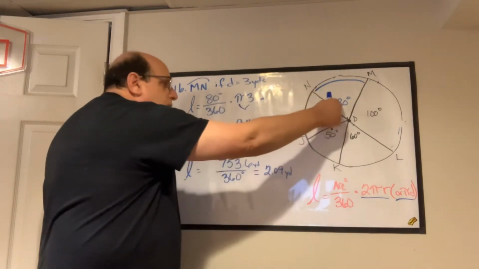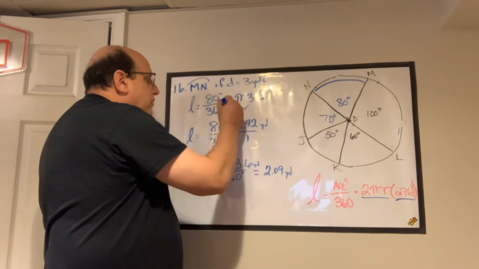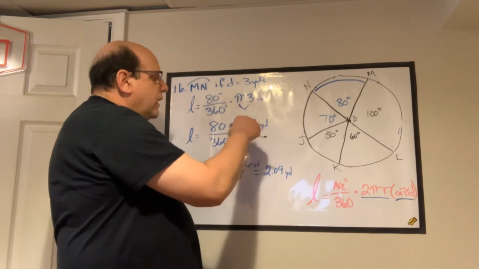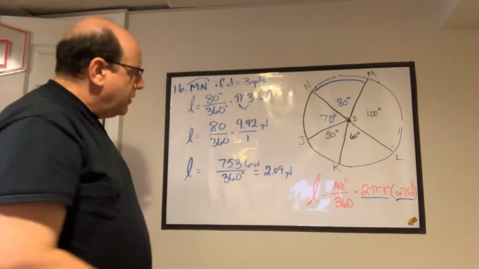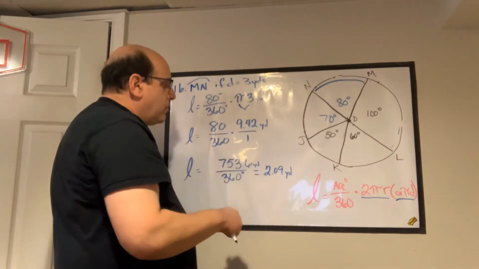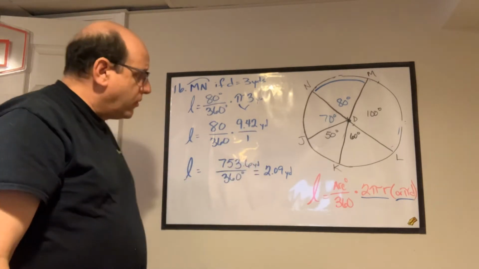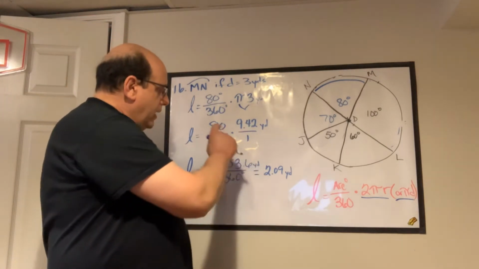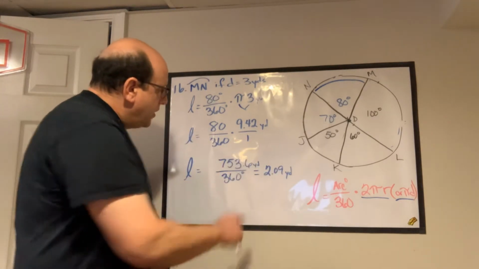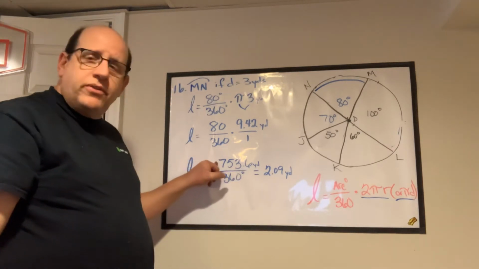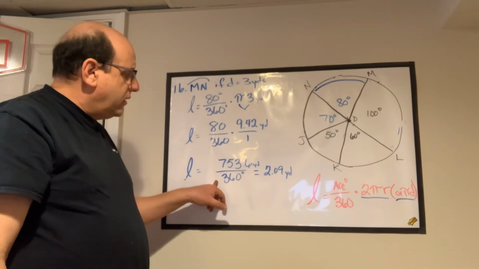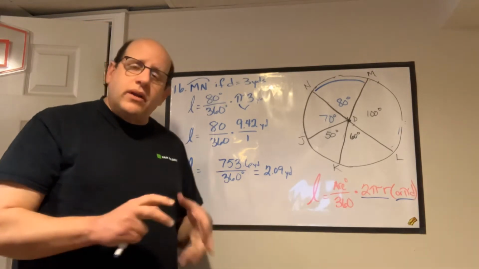So the degree measure of the arc divided by 360 degrees. Then you have pi times the diameter. And that's the thing I usually figure first. So on my calculator, I multiplied 3 times pi, and I got 9.42. And now I'm going to just multiply it just like our fractions, our numerators and then our denominators. And what I came up with was 753.6 divided by 360. And I came up with 2.09 yards.